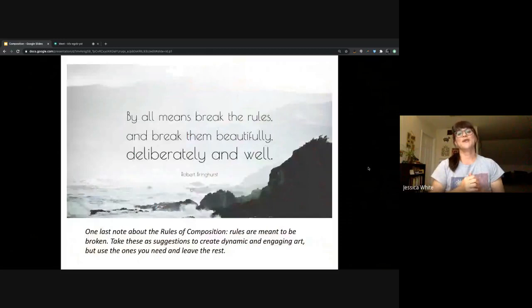And then I have one last note about the rules of composition. Rules are meant to be broken. I really think of these more as suggestions. I don't really think we need to follow all of the rules, but take these suggestions as ways to create dynamic and engaging art. But just use the ones you need and leave the rest. We're going to be practicing them in this class, but I love this quote by Robert Bringhurst, who says, by all means, break the rules, break them beautifully, deliberately, and well.